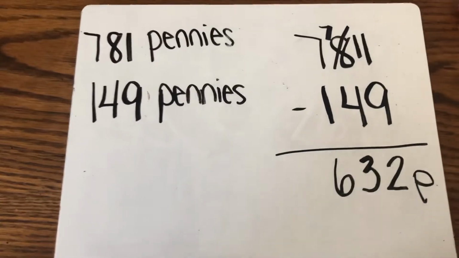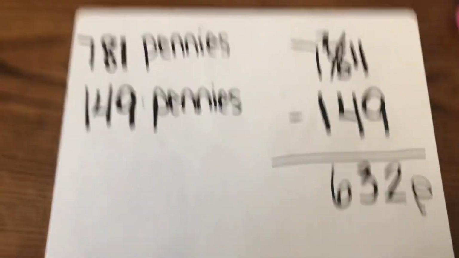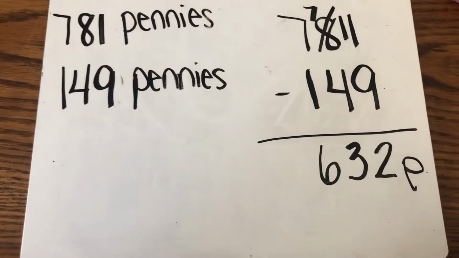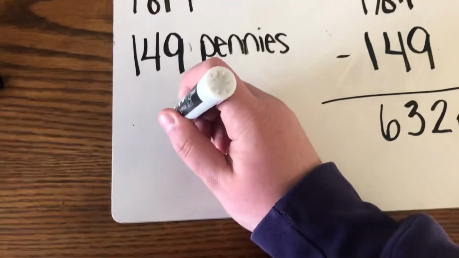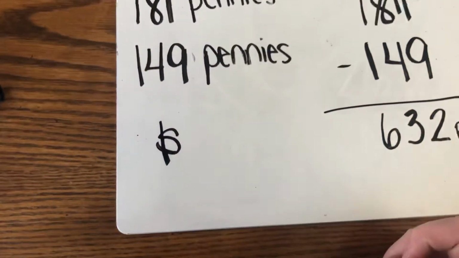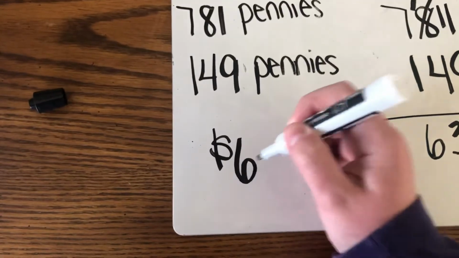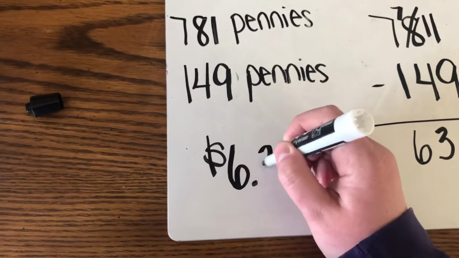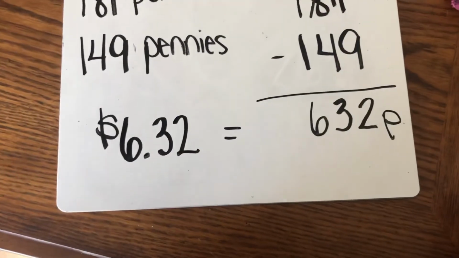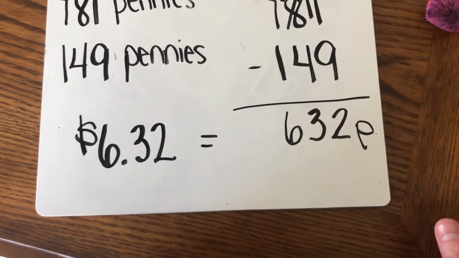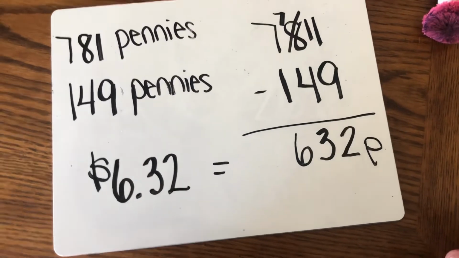All right. So how can we write 632 using a dollar sign and a decimal point? The first thing that we do is we write our dollar sign. Then we write our 6, decimal point, 32. So $6.32 also equals 632 pennies. Okay.